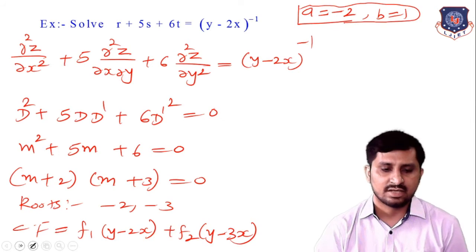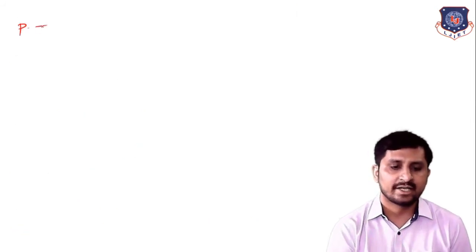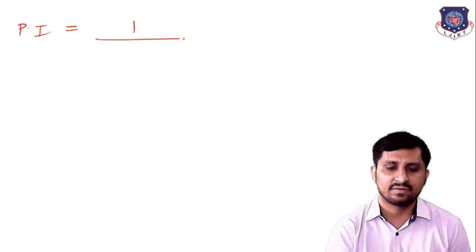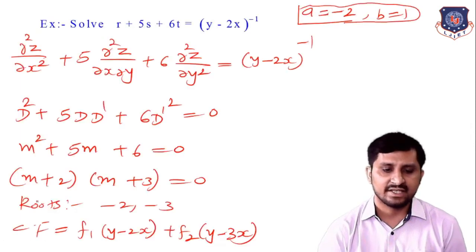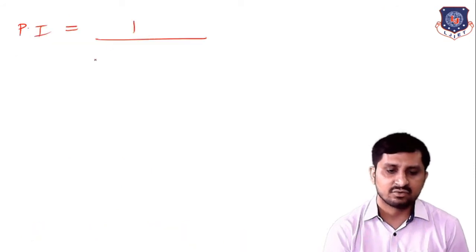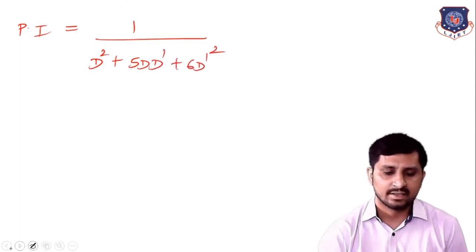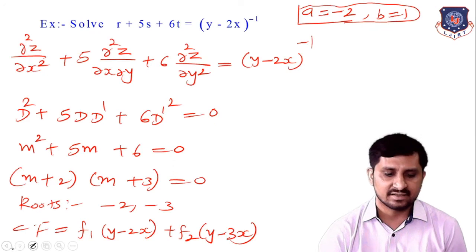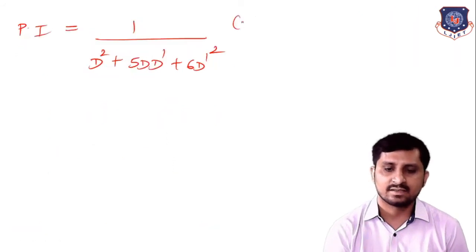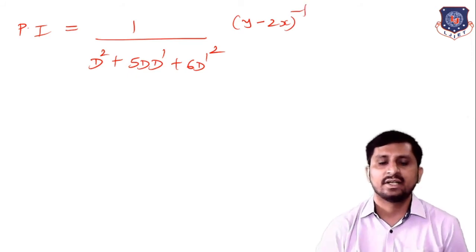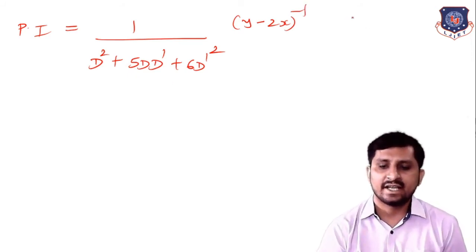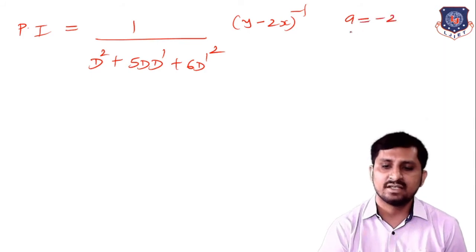Now I want to find the particular integral. So the particular integral is 1 upon f of d, d dash. So what is my f of d, d dash? d square plus 5 d dash plus 6 d dash square, and what is my function? y minus 2x inverse. Now here we know that a is equal to minus 2 and b is equal to 1.